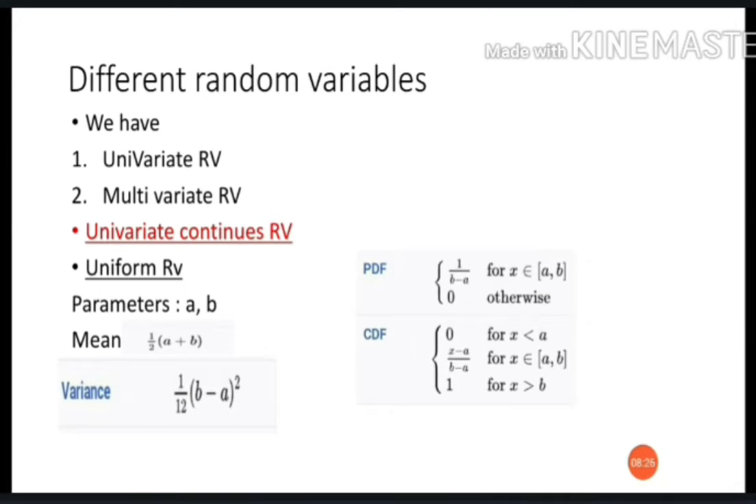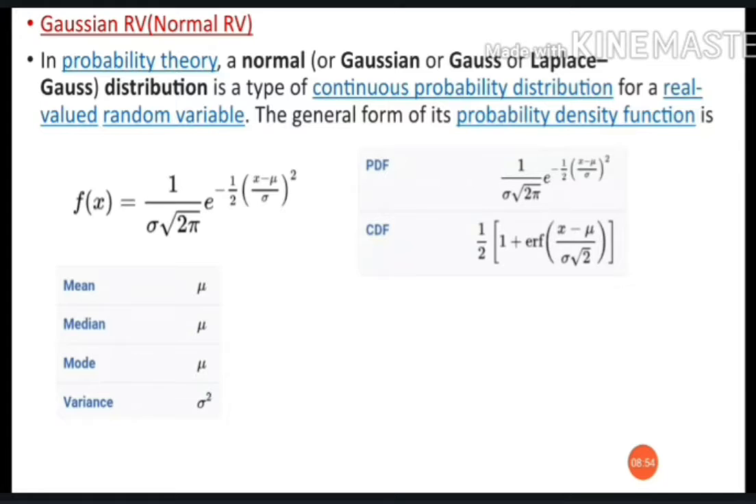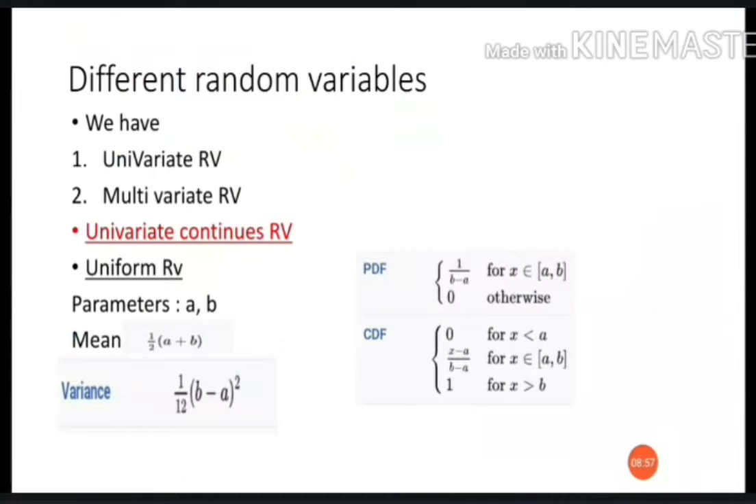And another classification is the different random variables. We have univariate random variables and multivariate random variables. Again, we classify the univariate random variables as continuous and discrete. Talking about the continuous univariate random variables, first of all, the uniform random variable. We have the uniform, Gaussian, etc. Many of those. Let's analyze the factors and the PDF and CDF parameters for each of these.